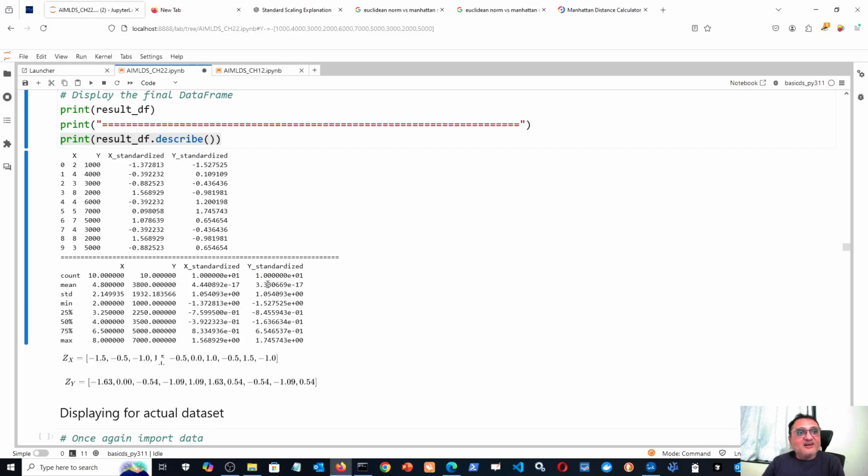computers. And similarly, this y standardized, if you find its mean in the statistical summary, the mean is 0.000016 zeros and then 333. So in short, both means are 0.